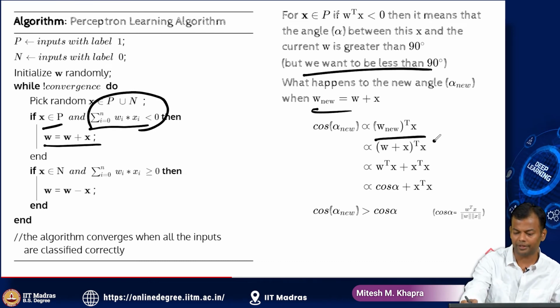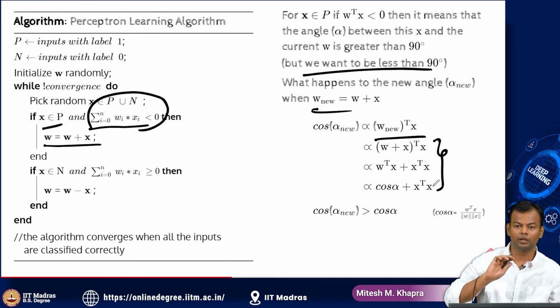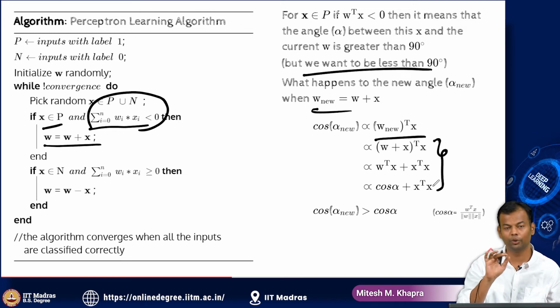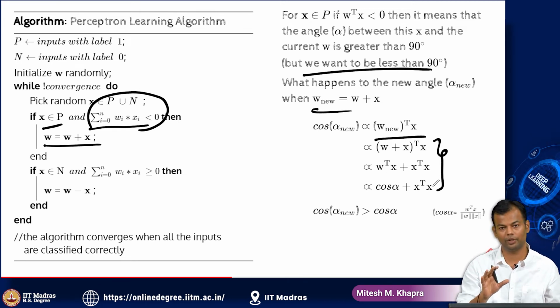Okay, there is some hidden stuff here, right? I have conveniently used this proportional sign and ignored the denominator and all, which simplifies the calculation for me and makes it easier for me to show the intuition.